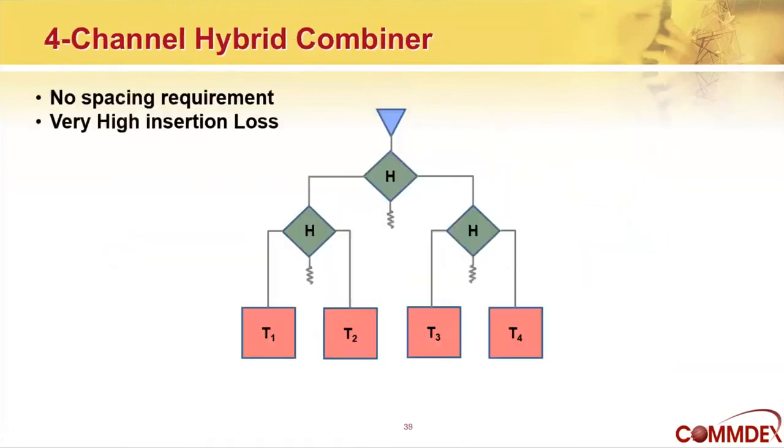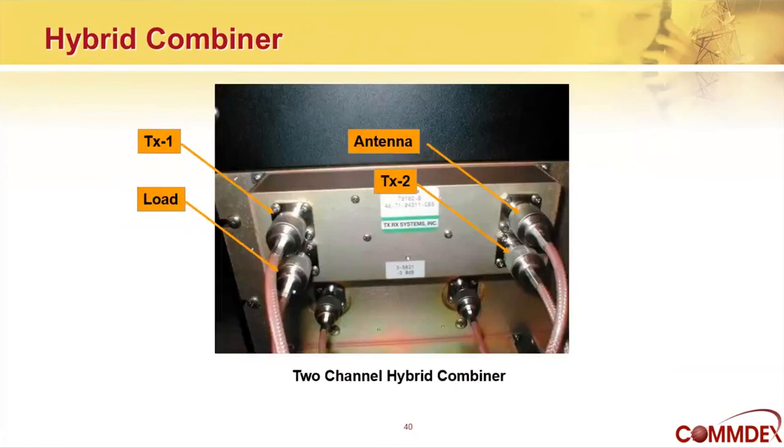Here's an example of a 4-channel hybrid combiner. Again, there's no minimum spacing requirement, but the downside is there's a high insertion loss. Here's what they look like in the field. This is a 2-channel hybrid combiner with the 2 transmitter input ports, the antenna output port, and the load port.